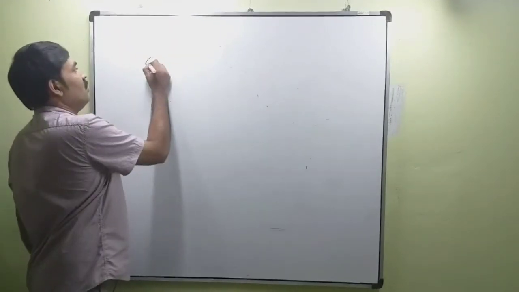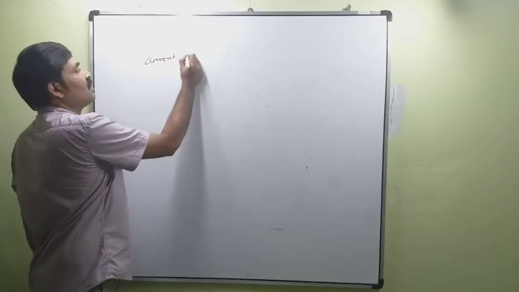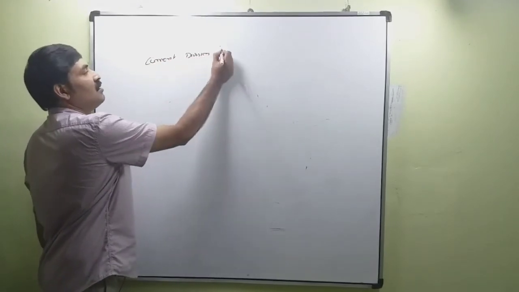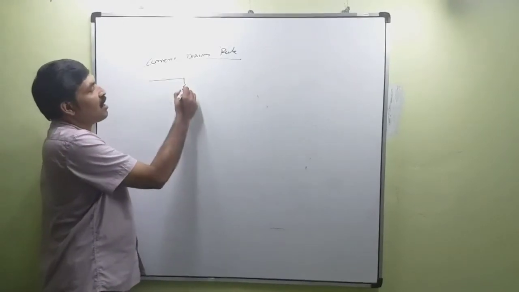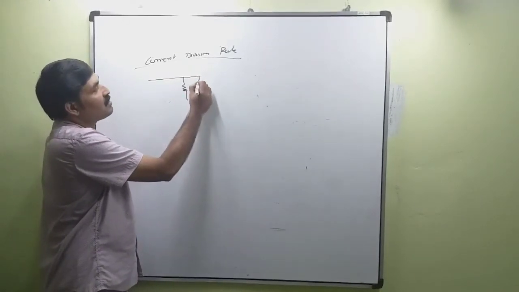Current division rule. Current division rule. Suppose you have two resistances, R1 and R2.